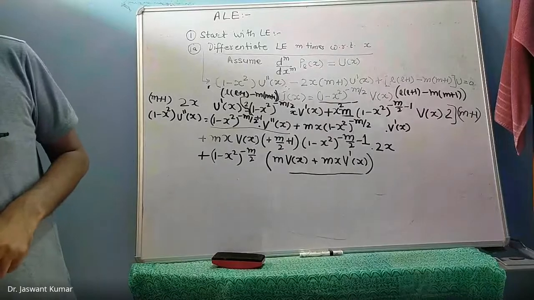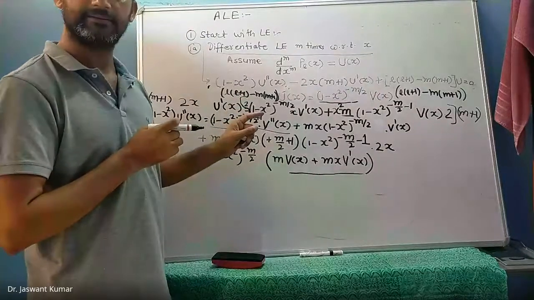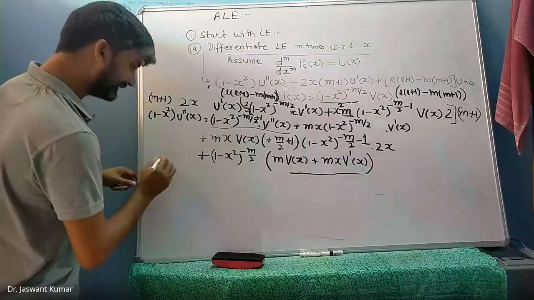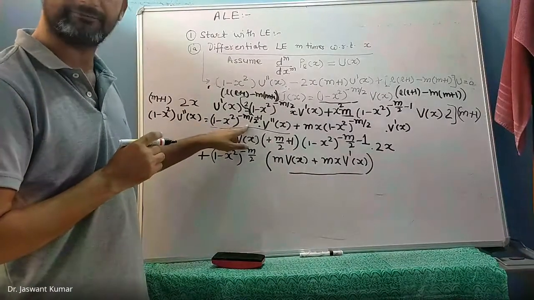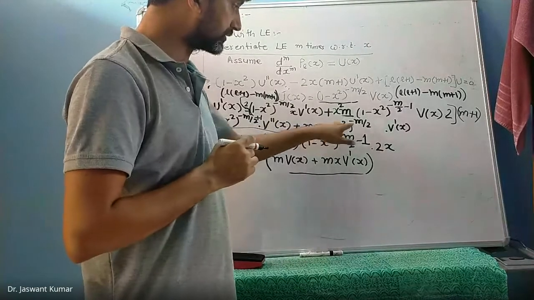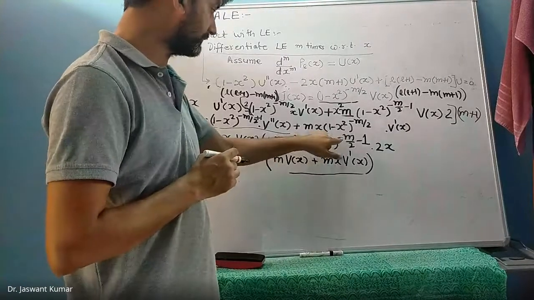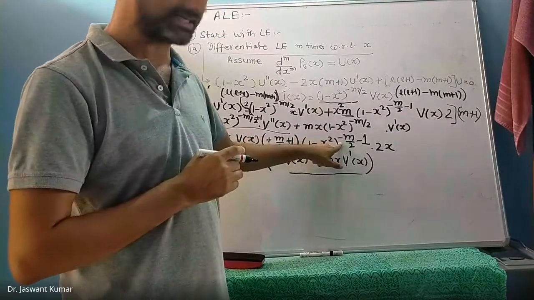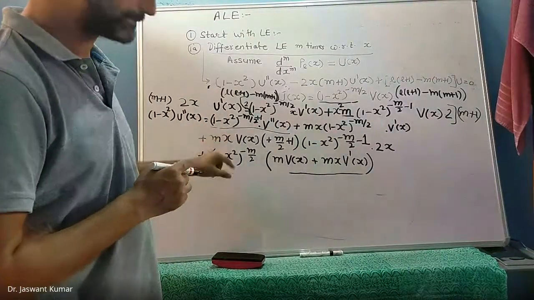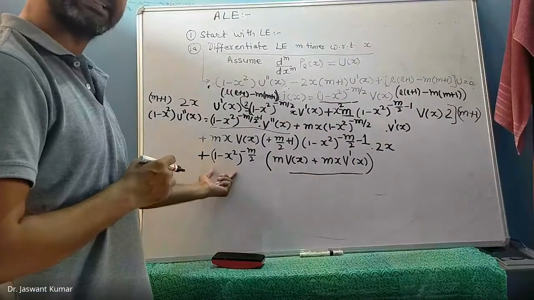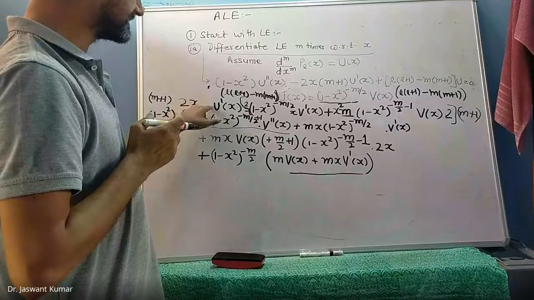Okay, so this term has a 1 minus x squared to the power minus m by 2 times v double dash x. So what we do is that there is a 1 minus x squared to the power minus m by 2 which is multiplied with this. Then there is a 1 minus x squared to the power minus m by 2 which is multiplied with the second term. Then there is a 1 minus x squared to the power minus m by 2 which is combined with the third term. So this term has a common factor that is equal to 1 minus x squared to the power minus m by 2.